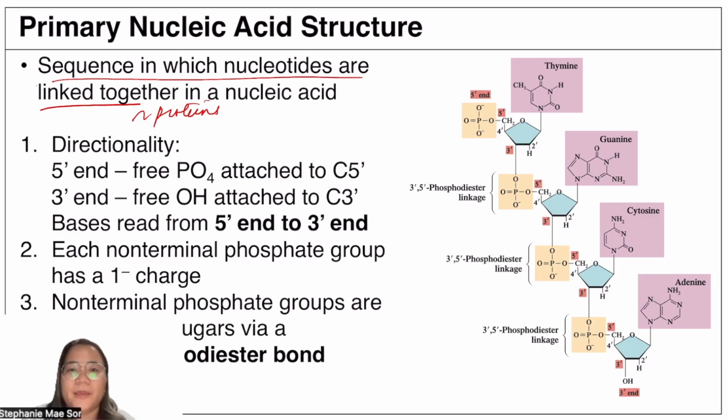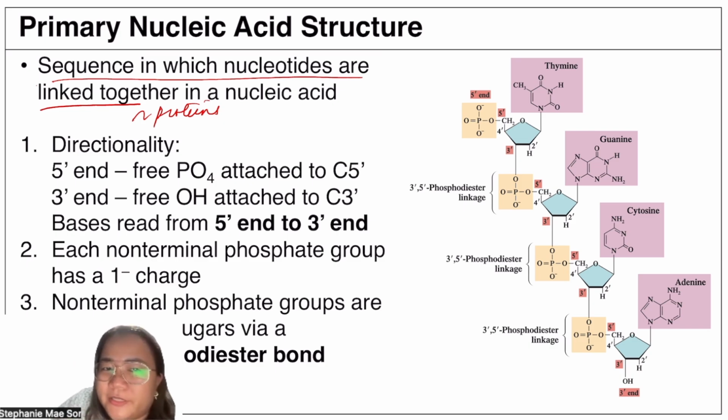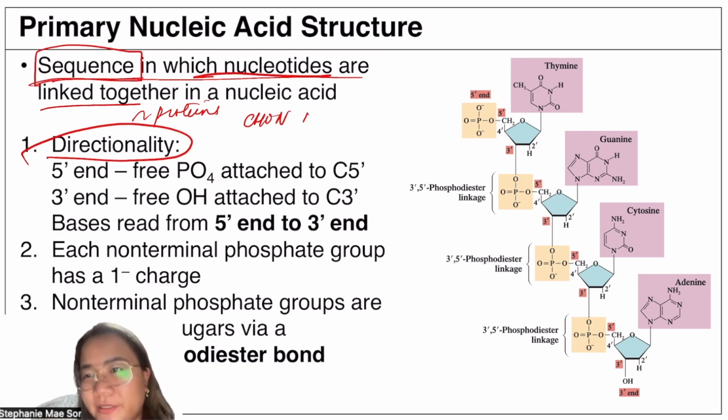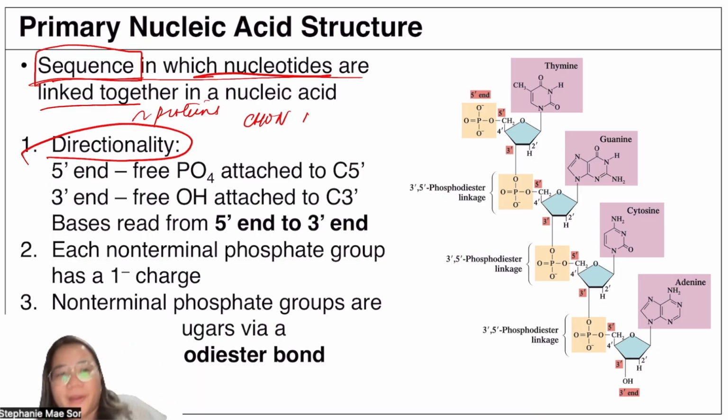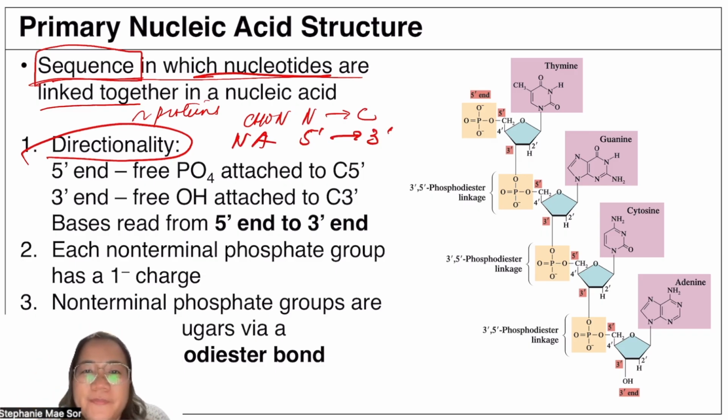Meron din siyang, it's very similar to your proteins na meron siyang directionality. Kung sa proteins, di ba, you have the N-terminal and the C-terminal. Dito sa primary nucleic acid structure, you have the 5' end and the 3' end. Sa 5' end, nandun yung phosphate. Sa 3' end, nandun yung free OH ng sugar mo.